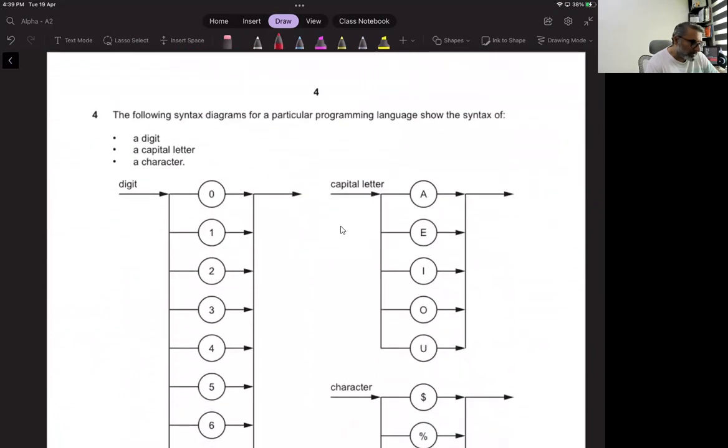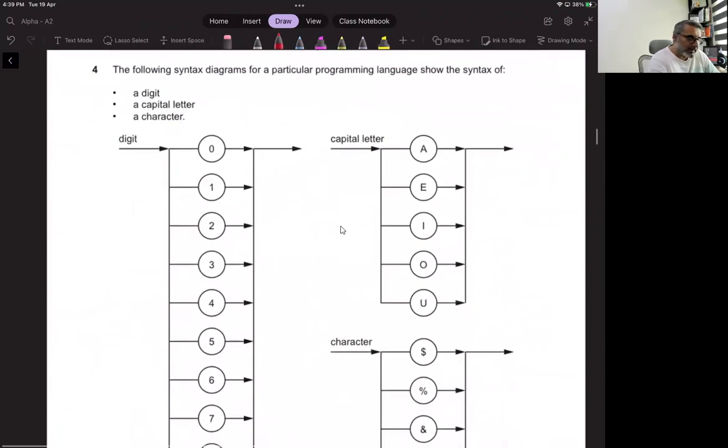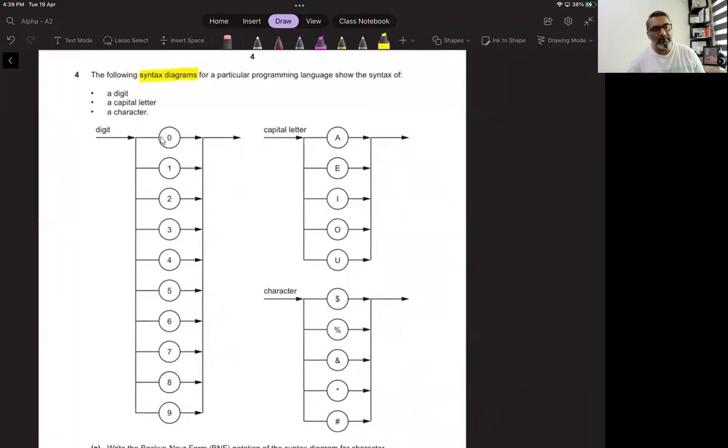Now, this is a syntax diagram. The following syntax diagram for a particular programming language shows the syntax of a digit, a capital letter, and a character. So digit can be any digit from 0 to 9. Capital letter can be any vowel. You see, A, E, I, O, U, and character can be.